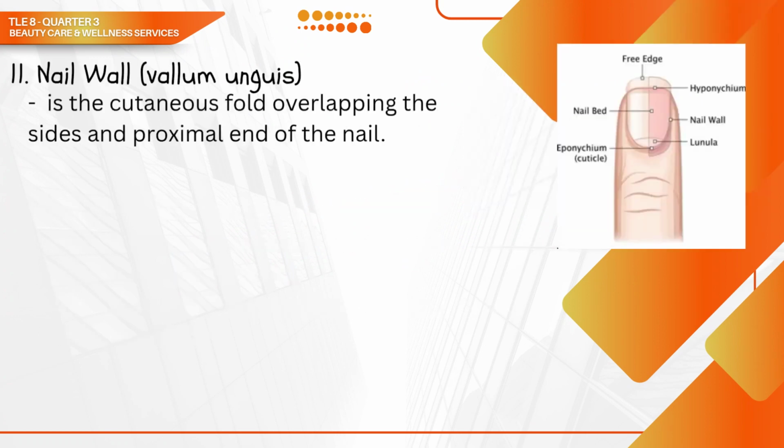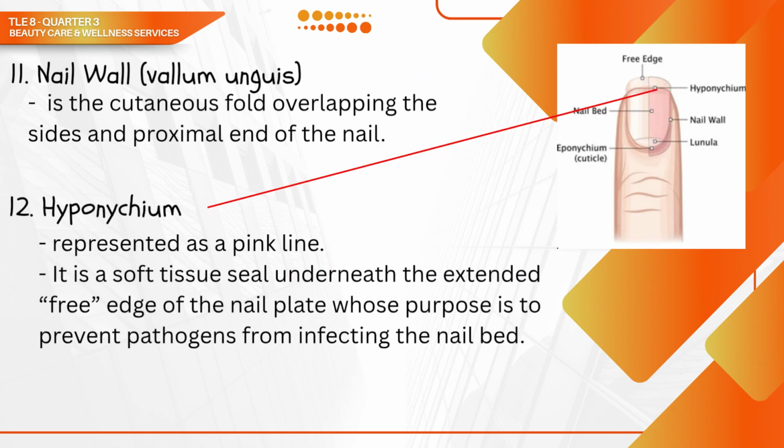Nail wall or vallum unguis is the cutaneous fold overlapping the sides and proximal end of the nail. Hyponychium, represented as a pink line. It is a soft tissue seal underneath the extended free edge of the nail plate whose purpose is to prevent pathogens from infecting the nail bed.